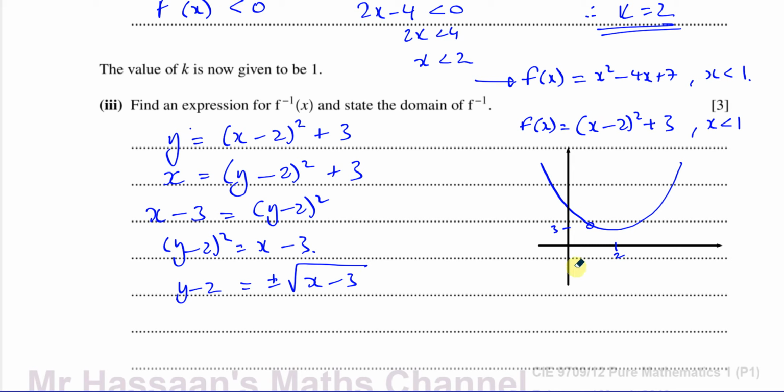But before I do that, in general, when you have a quadratic and you want to find the inverse, if your domain is restricted, of course for the inverse, the domain has to be restricted up to the vertex at least. Now if your domain is restricted to the left of the vertex, then you always choose the negative square root. But if it's restricted to the right of the vertex, you choose a positive square root.